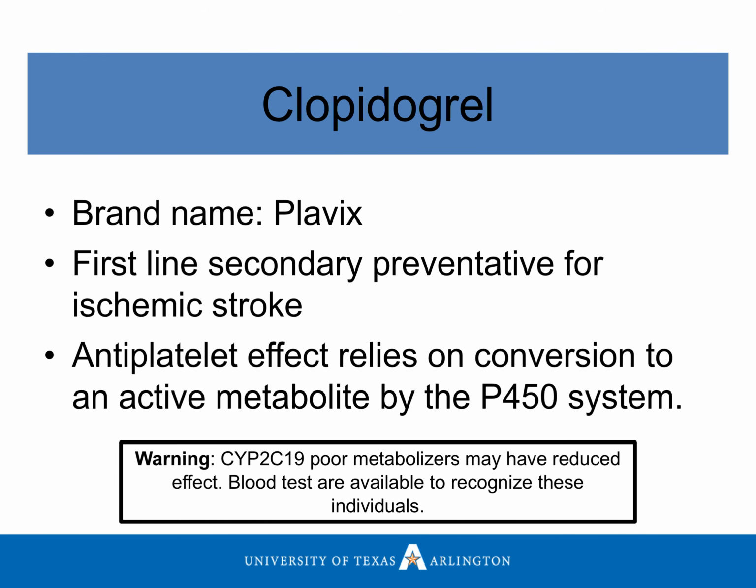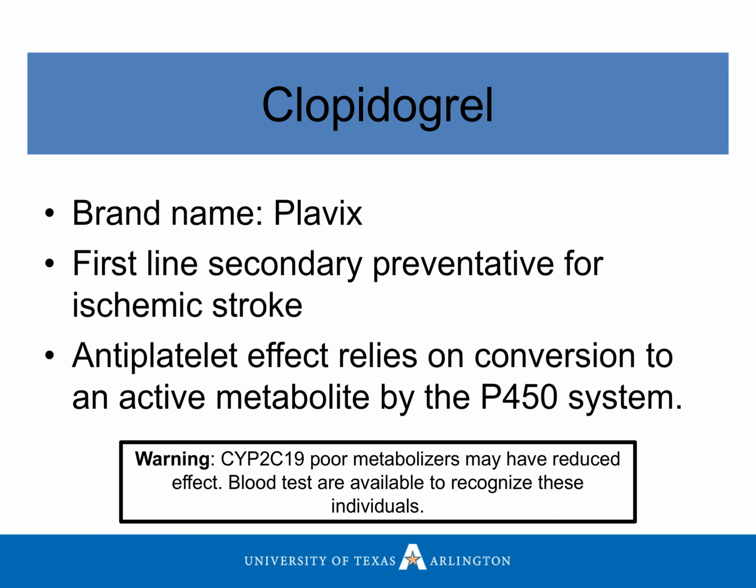So clopidogrel, or brand name is Plavix. It is a first-line secondary preventative for ischemic stroke, and its antiplatelet effect relies on a conversion that occurs to an active metabolite by the P450 system. I'm sure you guys loved the P450 system in school, and we're super excited to learn about it. Well, it comes back with lots and lots of medicines that they go through this P450 system.